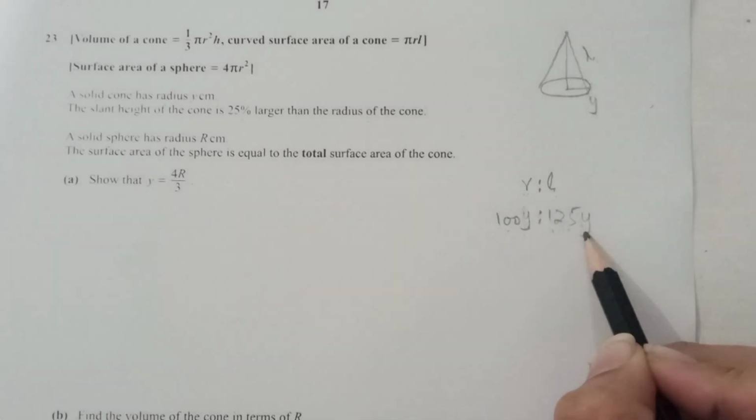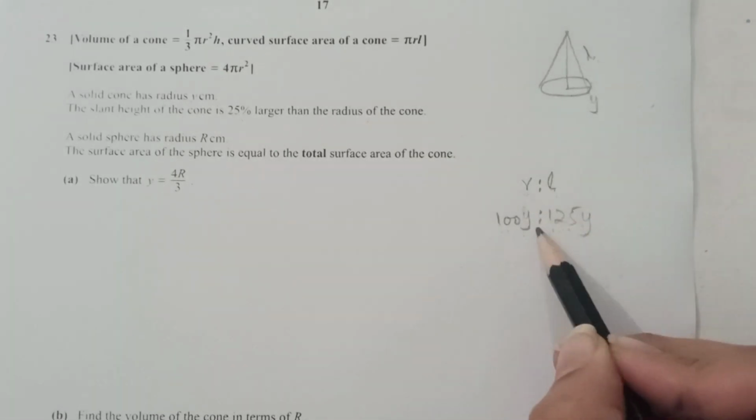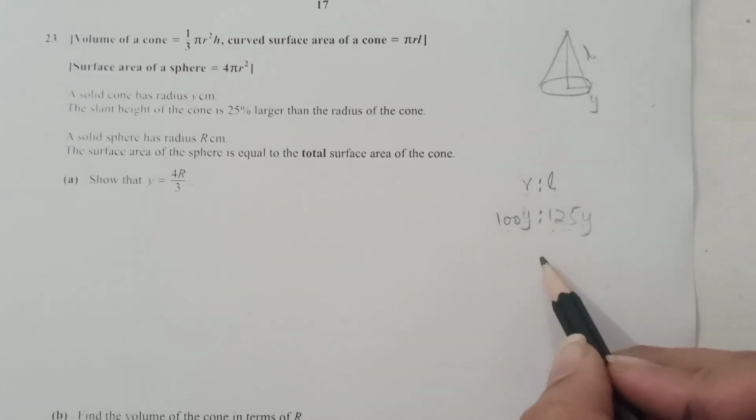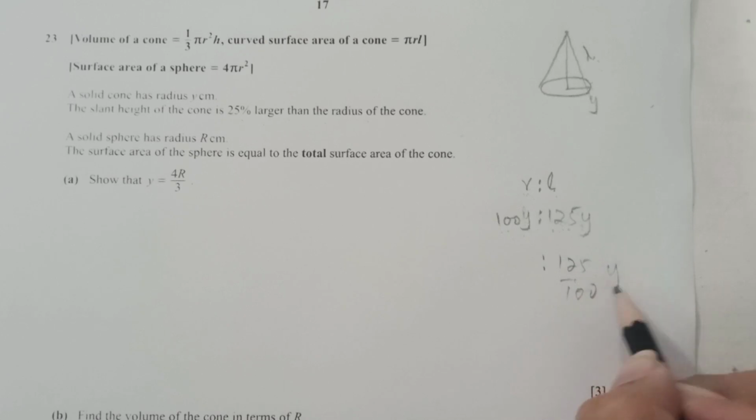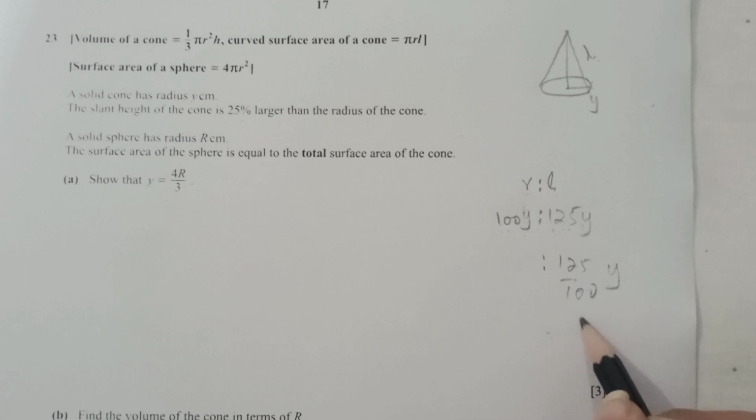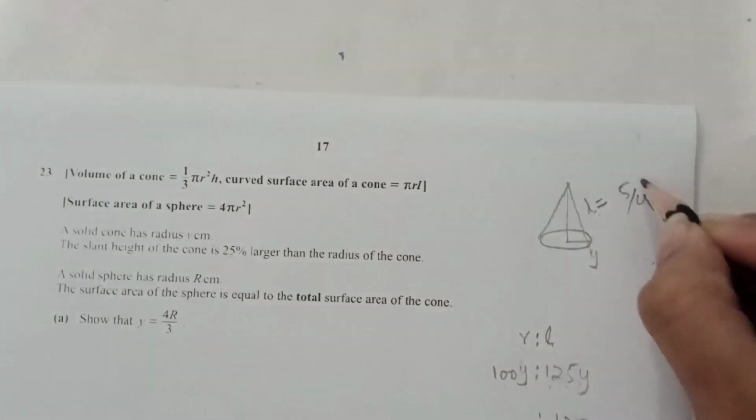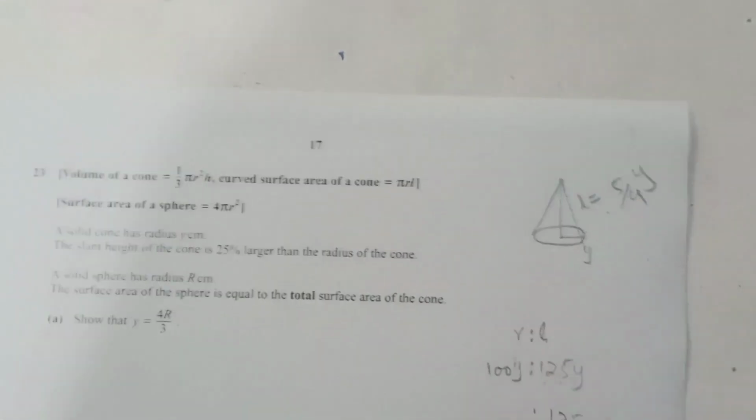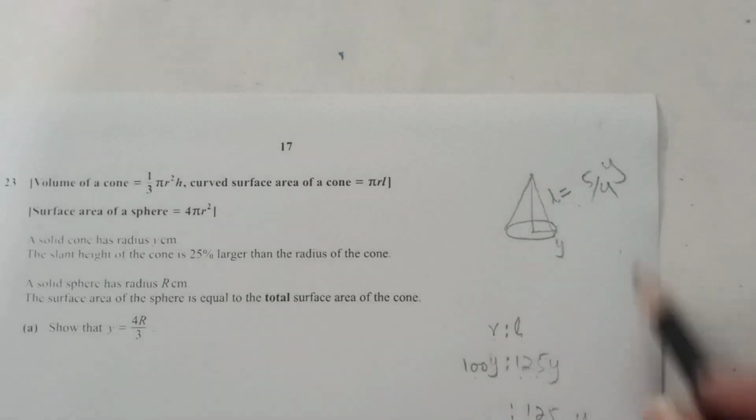That is the ratio between radius and slant height. And we have to divide for finding the 1. We have to divide 125 by 100 to find the slant height. When we divide it, we get 1.25, or in fraction we get 5 by 4 y. It means the slant height is equal to 5 by 4 y, or 1.25 y.